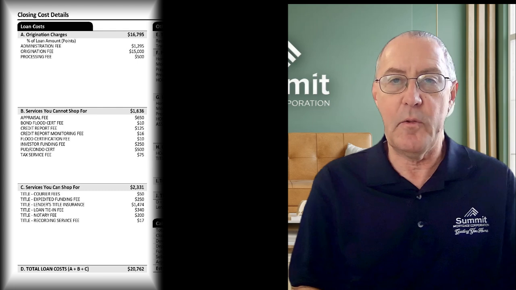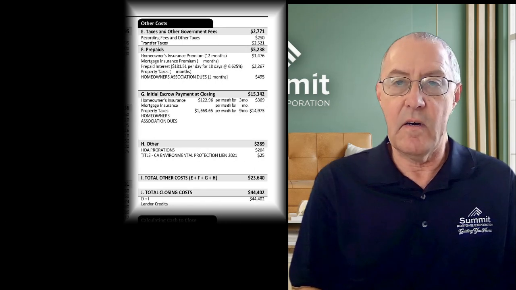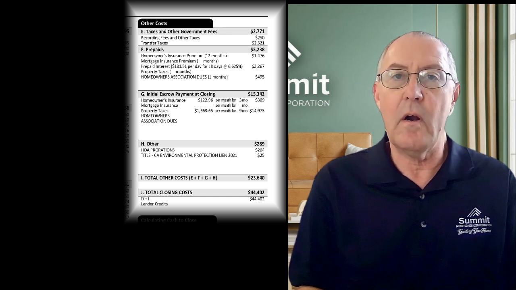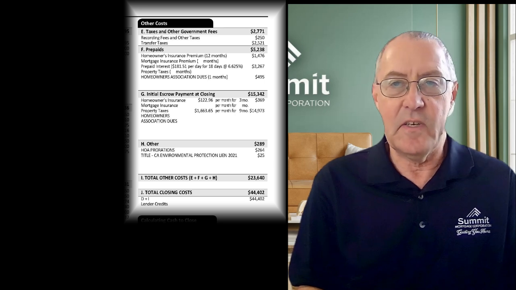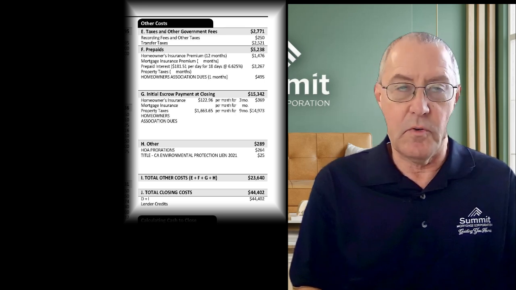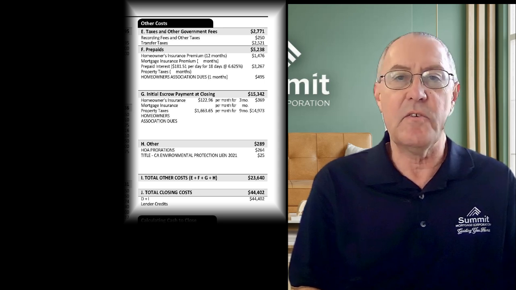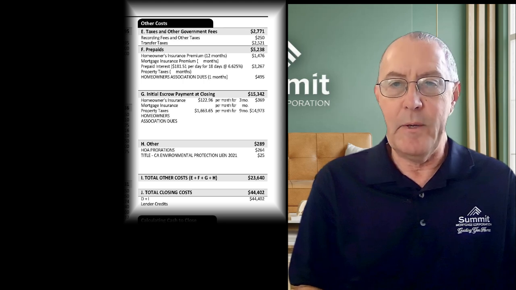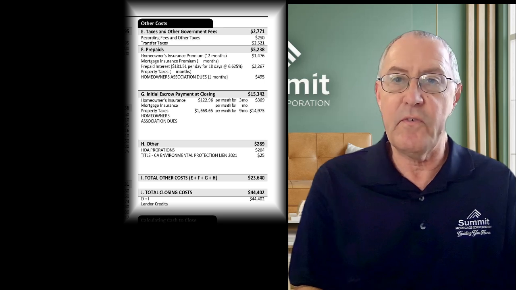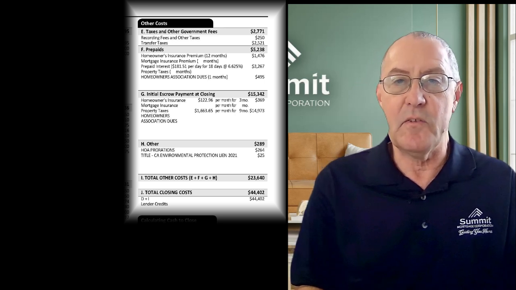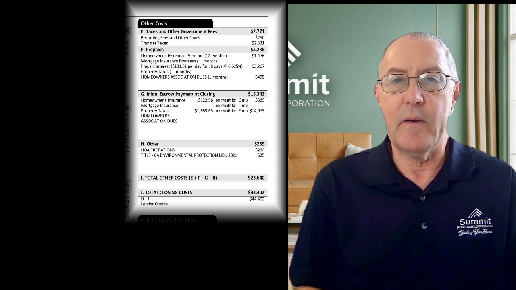Let's look at the other side of the page. Other costs. These are things that are either costs or are prepaid amounts. Section E, taxes and government fees. It costs money to record your transfer, the transfer of ownership to you. So there are recording fees and there's transfer fees. Prepaids. These are things like you're going to have to get your homeowner's insurance started. So your first homeowner's premium is a prepaid item. You're prepaying that 12 months right away up front.